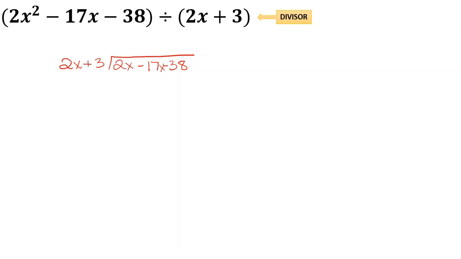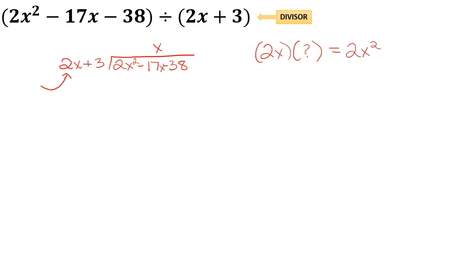What's kind of going to give you a clue is look at this number here. We only have to deal with this number right now. We can just forget about the positive 3. Well, that answer would be x. So you're thinking about what would I take and multiply by the 2x to get my 2x squared. So I'm missing an x.